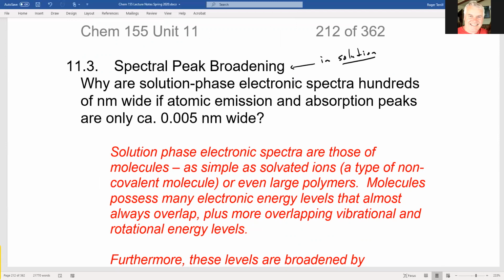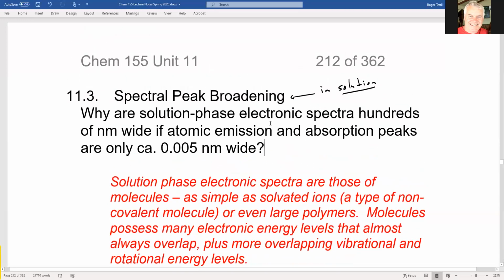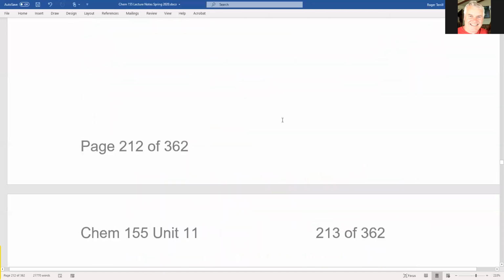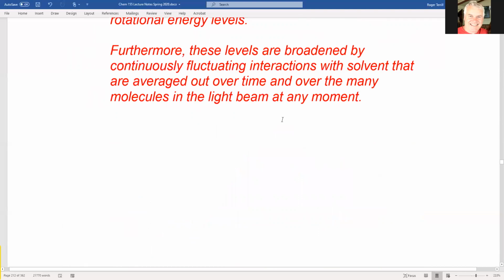Right, so in solution phase electronic spectra, these are very broad. And what that means is that they are the superposition of just trillions of individual point-like spectra or line-type spectra that come from molecules in different environments, right? So at any moment, I don't think I have a good picture of this. So I can put it here.